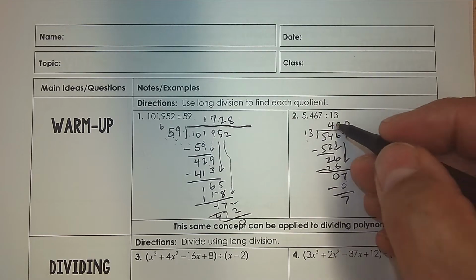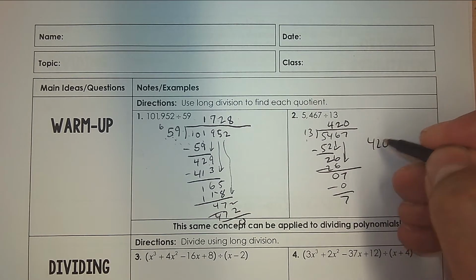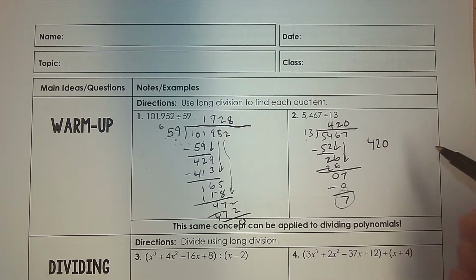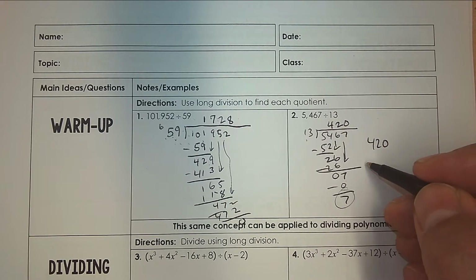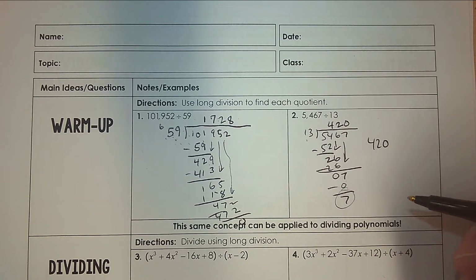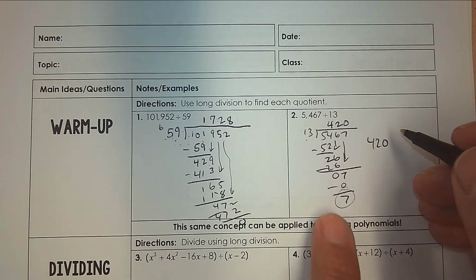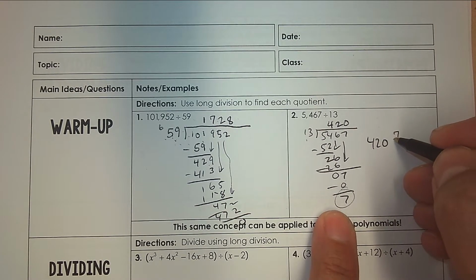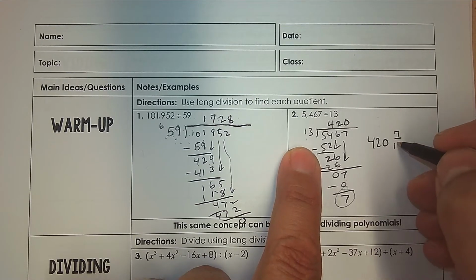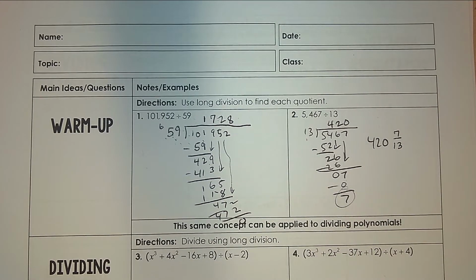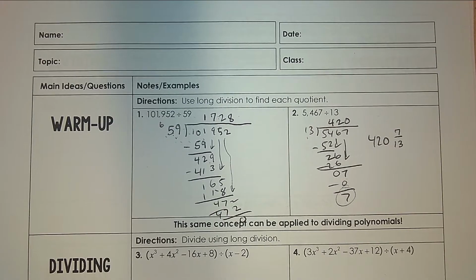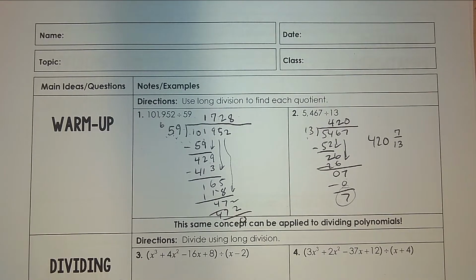So you have 420. Now here's an important part. What do you do with the remainder? Sometimes you've been taught to write down R7. But a better way to write the remainder is as a fraction. This remainder is actually the numerator, and what you're dividing by is the denominator. So it's 420, and what you're left over, the remainder, is 7 over 13.